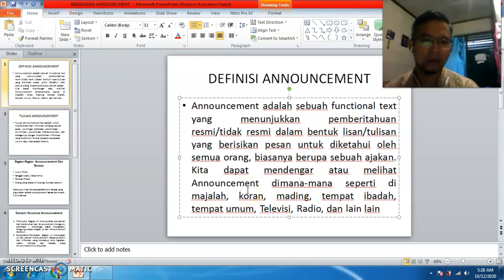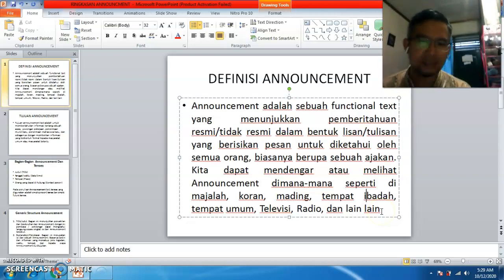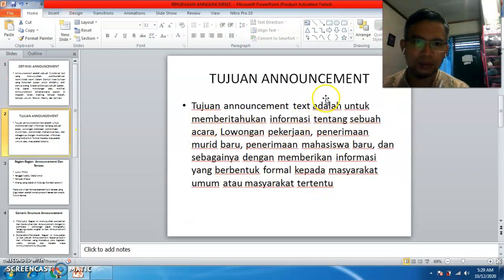We can listen to or see it in places like the magazine, newspaper, school news, or at the mosque for Muslims, in public places, on television, radio, and so on. These are the places or spots of the announcement that can be seen or heard by the people. So every one of us can make an announcement as good as possible because it has a purpose, it has an aim.